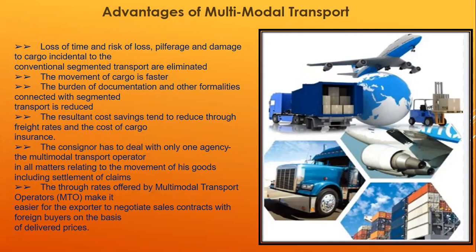For example, you have to export some goods from UP. First, these goods need to be delivered to the airport, or in case of sea, delivered at the ICD for customs clearance purposes. So from the factory to the ICD or airport, you need to arrange transportation, which is road transport.